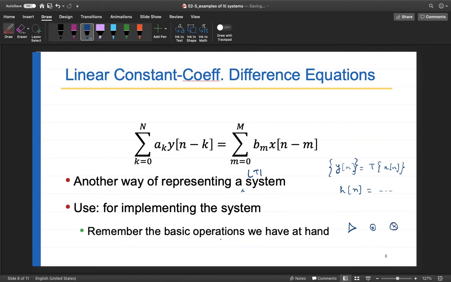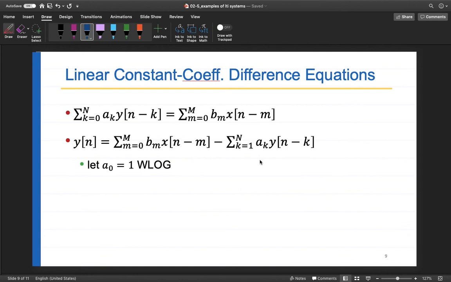These were the basic operations we have at hand, and now I can design or construct a system using these basic operations if I have this equation. Let's look at one example to be more clear about it. First we will discuss the block diagram representation. So given this equation, how do I use basic blocks to construct such a system?